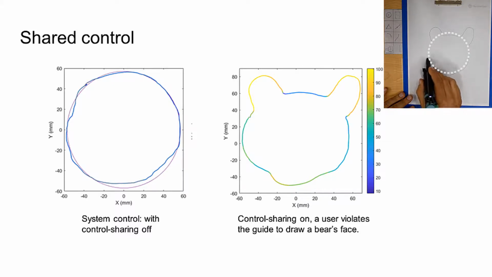As you can see, the left circle shows how a Phasking pen guides the user to draw a circle, and on the right, the user can use the shared control to violate the guides. The color coding shows the pressure profile, where blue means the Phasking pen takes the control and yellow means the user takes control.